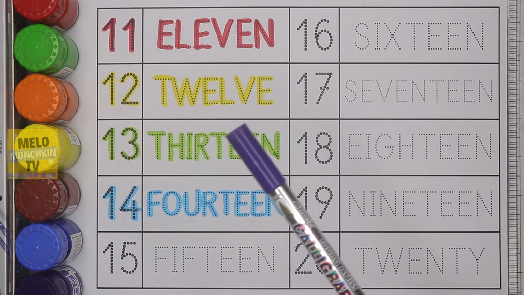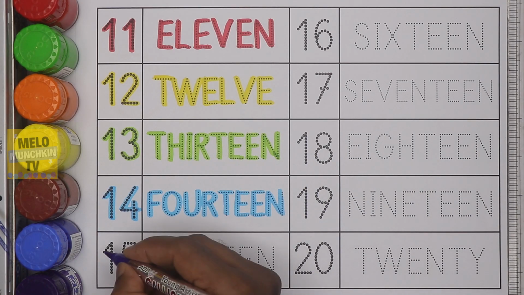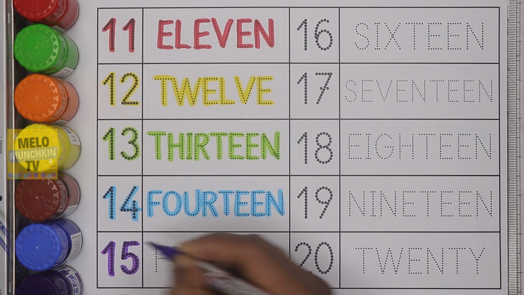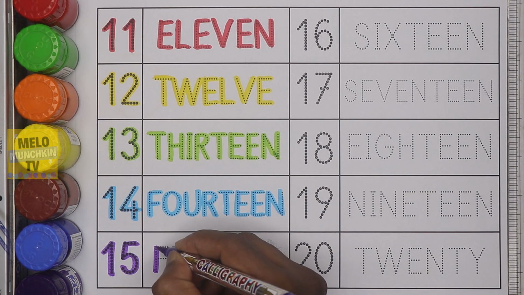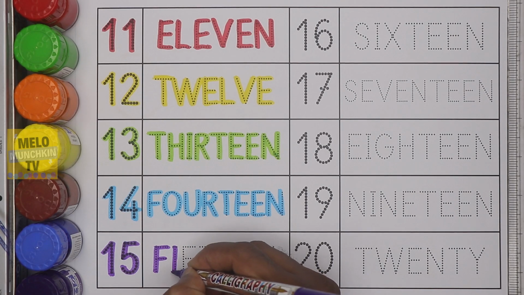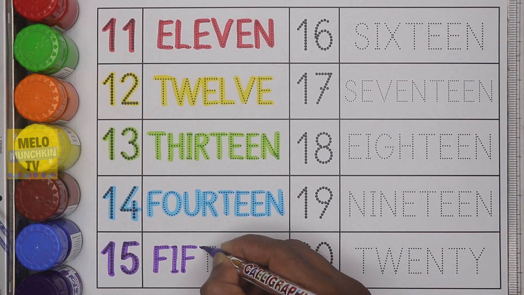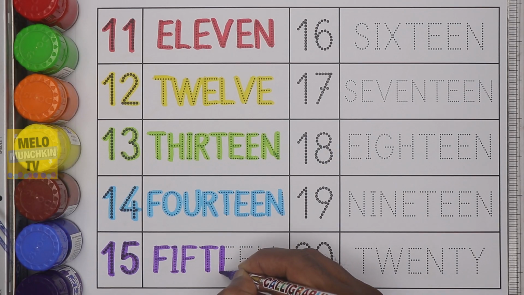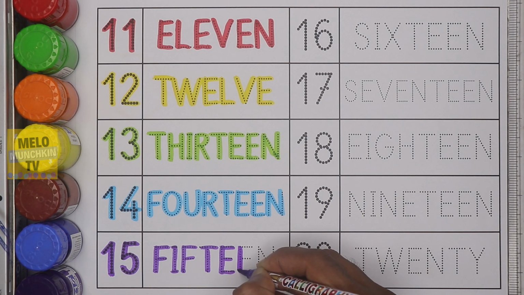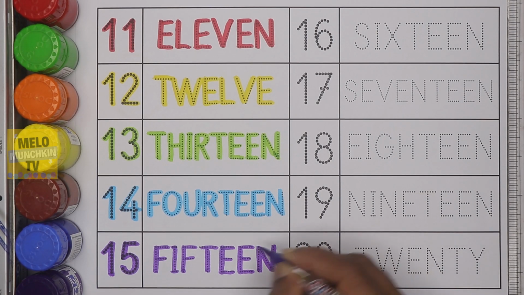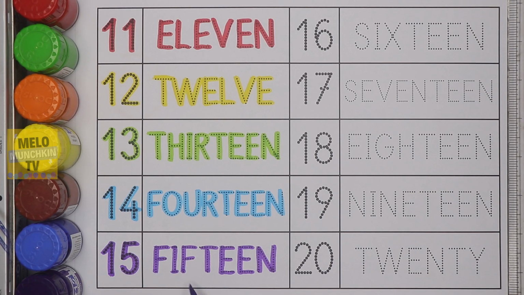Next, I'll take purple color and write number 15, that is 1, 5, 15. And the spelling is F-I-F-T-E-E-N, 15. F-I-F-T-E-E-N, 15.